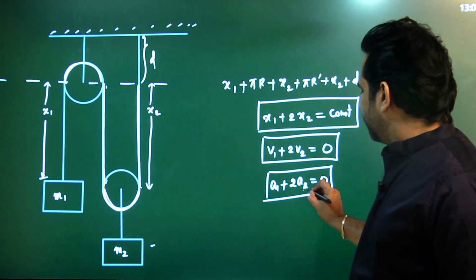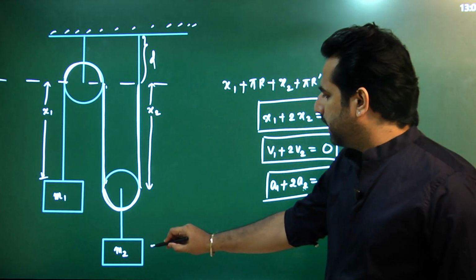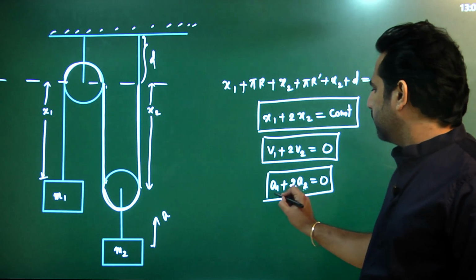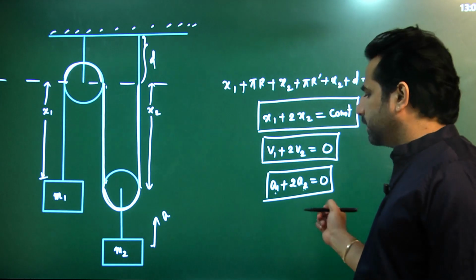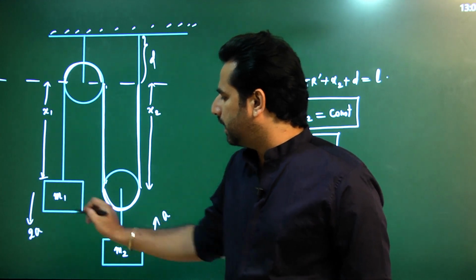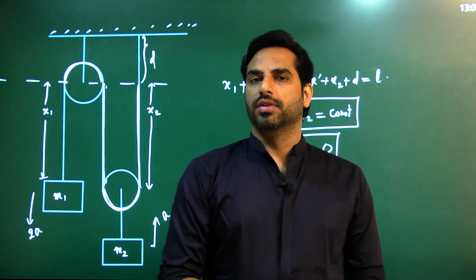Now what is the meaning of it? If acceleration of m2, suppose if a2 is a up, then what is a1? It is minus 2a, in the sense opposite direction and twice the acceleration. This is the relation between acceleration of m1 and acceleration of m2.